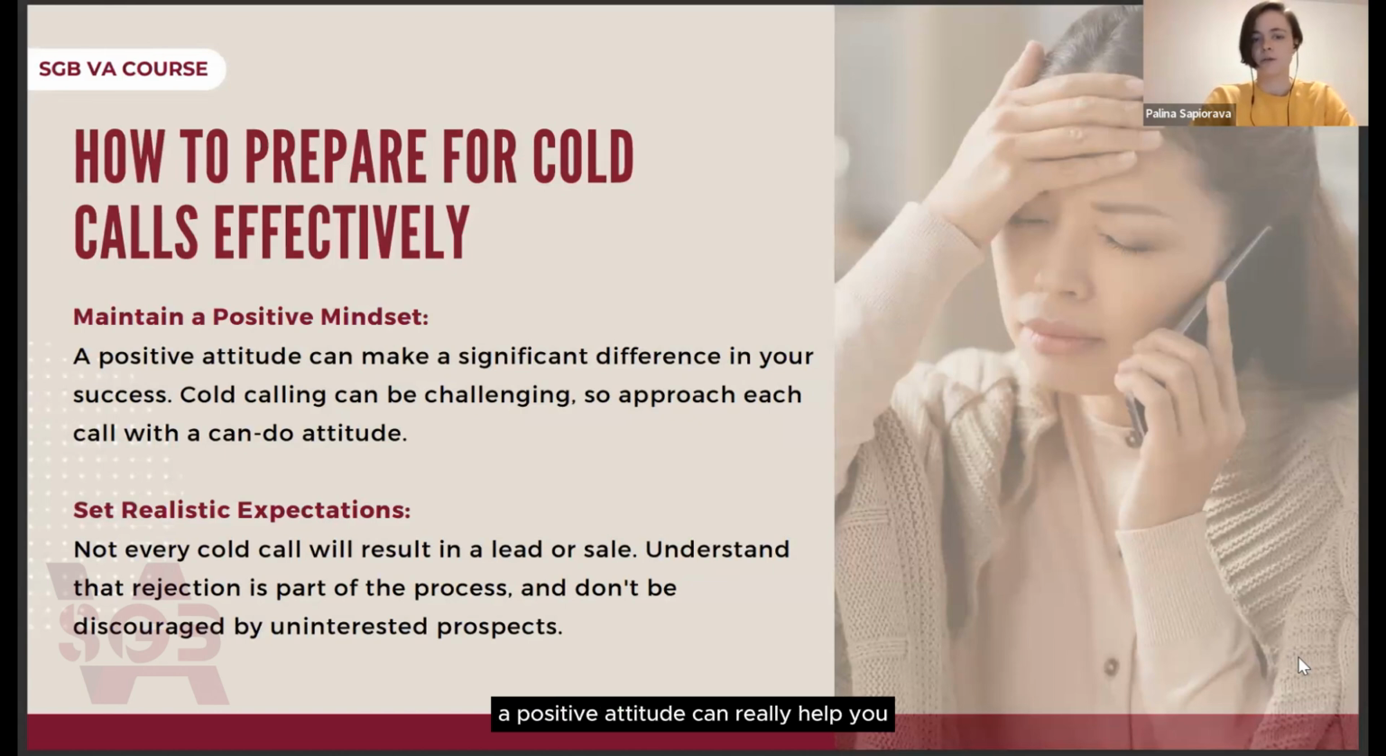Maintain a positive mindset. A positive attitude can really help you in your job and can make a significant difference in your success. Cold calling can be challenging, so approach each call with a can-do attitude. And of course, set realistic expectations. Do not expect that every cold call will result in a lead or sale. So it's important to understand that rejection is a part of the process. So try to stay positive and don't be discouraged by uninterested leads.